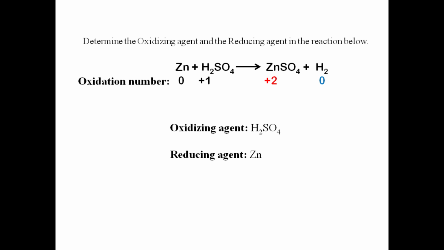So let us sum up what we have now. Sulfuric acid is the oxidizing agent. Zinc is the reducing agent. Zinc was oxidized by sulfuric acid. Zinc in return caused hydrogen to be reduced.